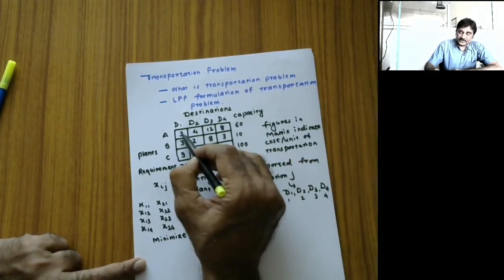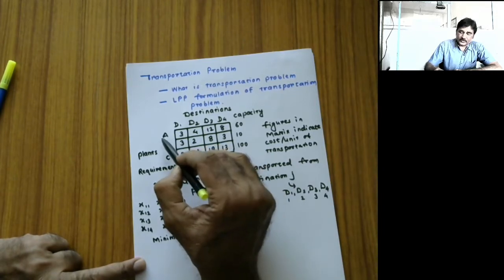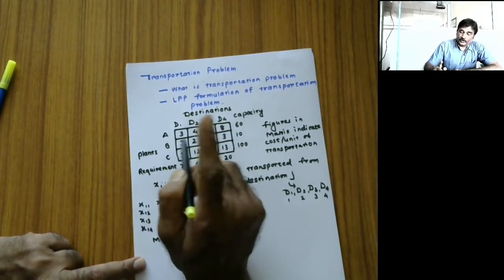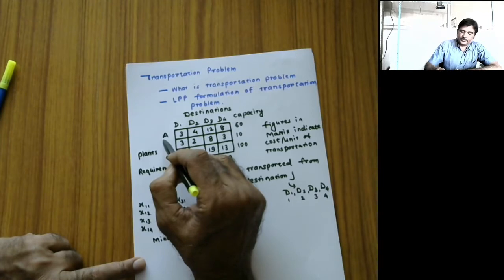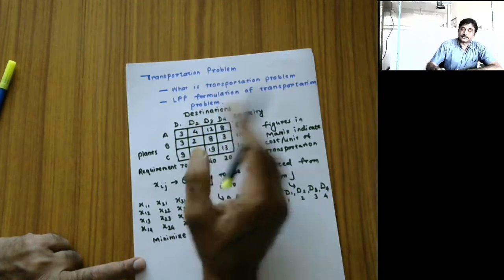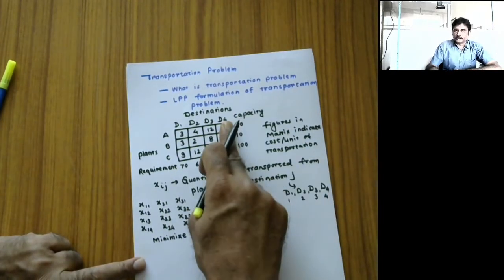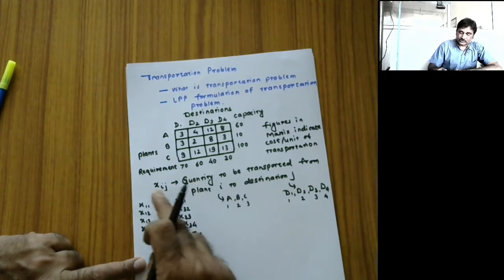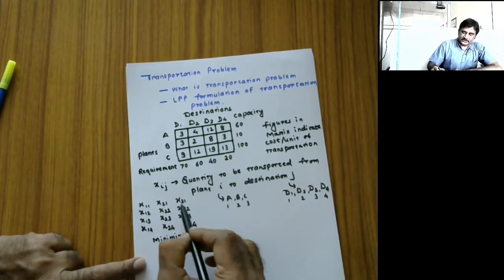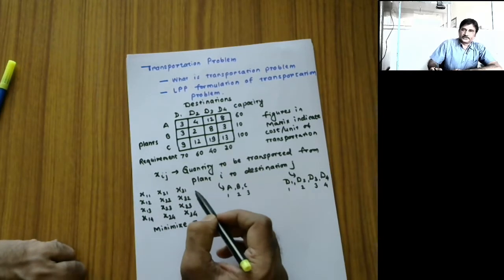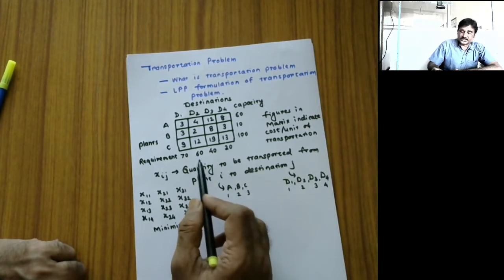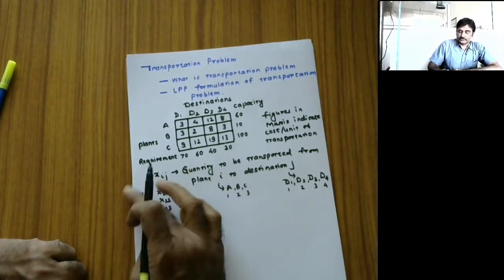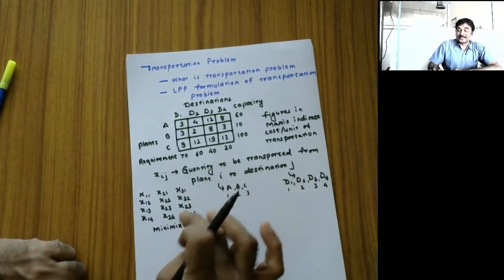So this is per unit cost of transportation, meaning it requires rupees 3 to transport one unit from A to D1, rupees 4 to transport one unit from A to D2, and likewise 12 to transport one unit from A to D3, and so on. So this is the cost per unit of transportation, and these are the units quantity to be transported. For example, x32 is the quantity to be transported from 3, meaning plant C, to 2, meaning destination D2. So the meaning of all these 12 terms is clear to you.